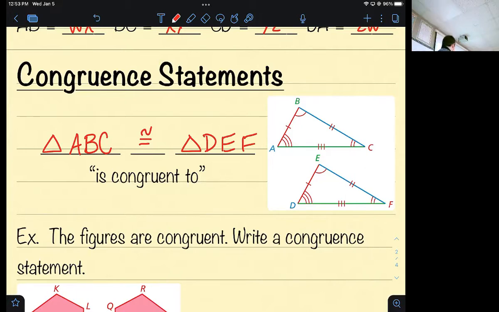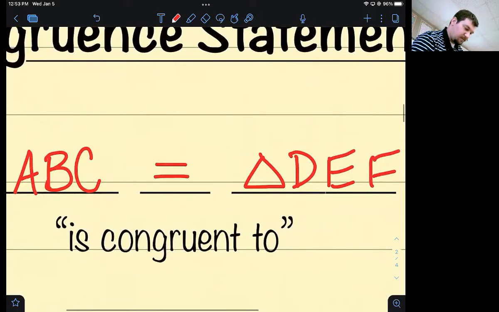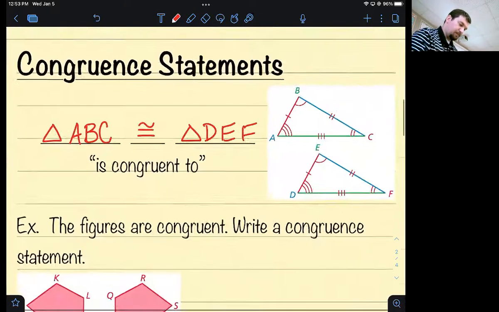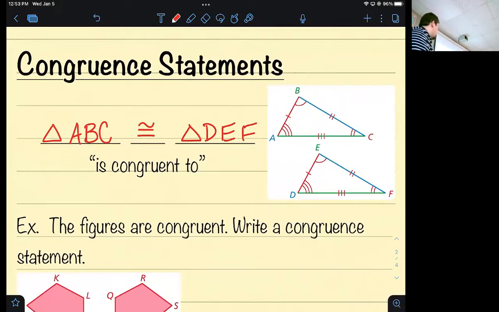So we've got our congruent symbol. That's a terrible looking congruent symbol. I can do better than that. There. And so I've got triangle ABC is congruent to triangle DEF.